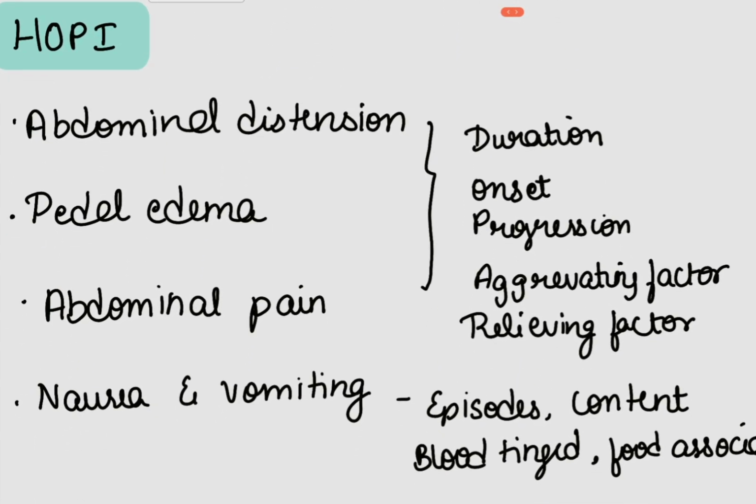The main thing which we have to go through here is abdominal distension, pedal edema, abdominal pain, and nausea and vomiting. These are the main symptoms with which the patient presents. So we have to ask about duration, onset, progression, aggravating and relieving factors as usual. But in nausea and vomiting, make sure you have asked about the number of episodes, the content of the vomit, or the blood. Is it blood tinged, or was it associated after how many hours of food consumption?